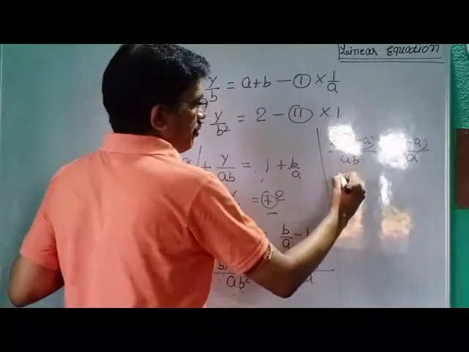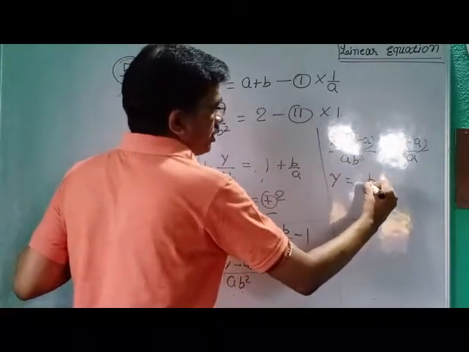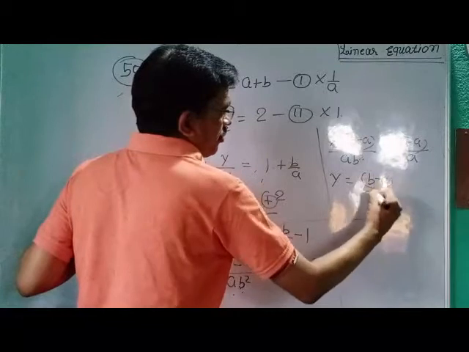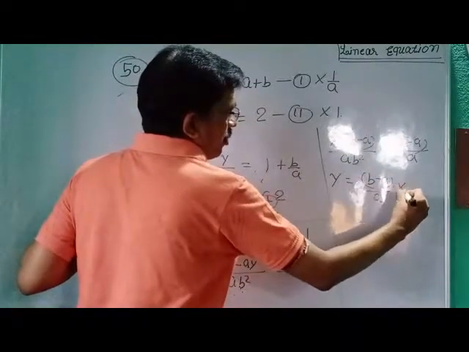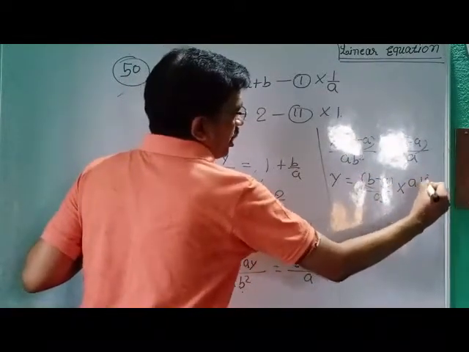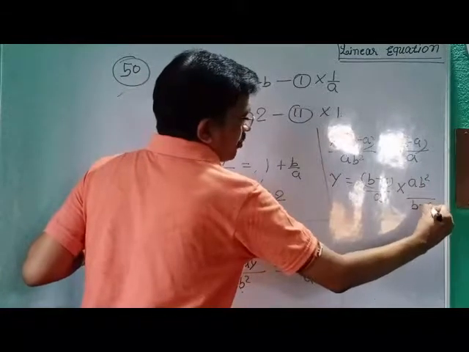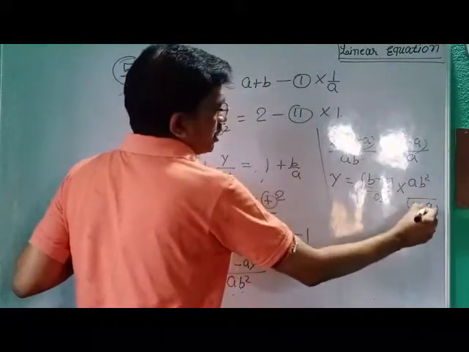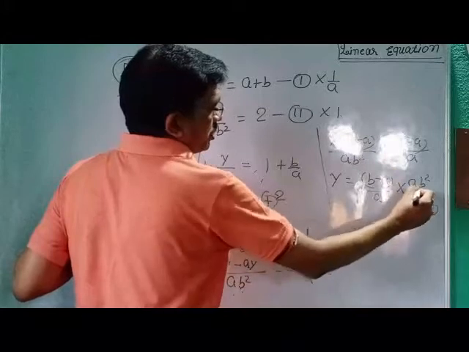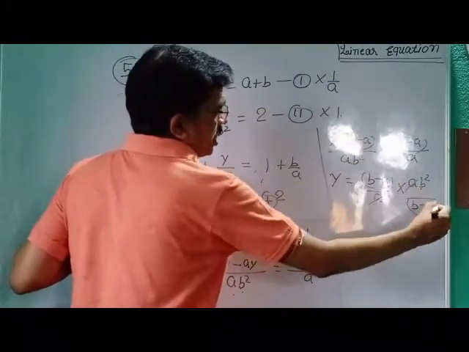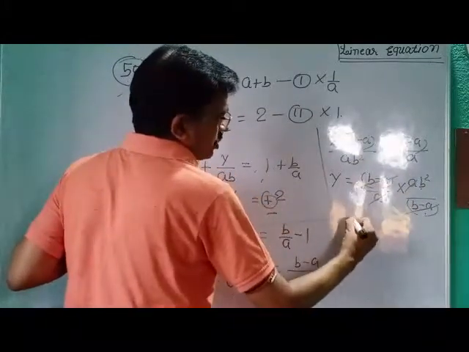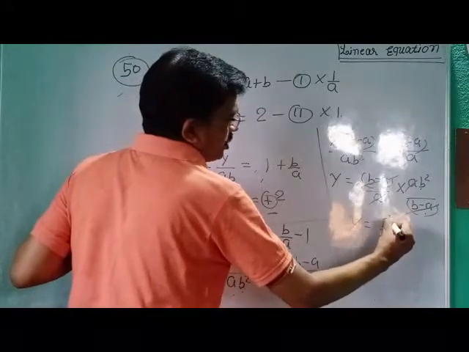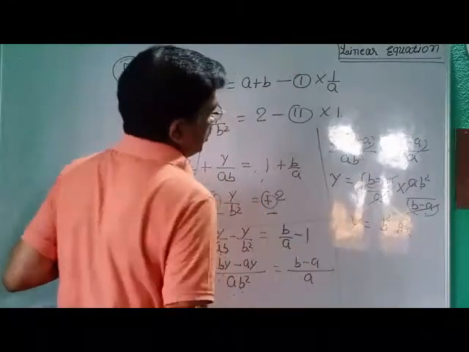So you write, what is the value of y, that is (b - a)/a into ab²/(b - a). Here is b - a, so here ab² is there. So this cancels and b - a cancels. So what is the value of y, that is b², is the answer.